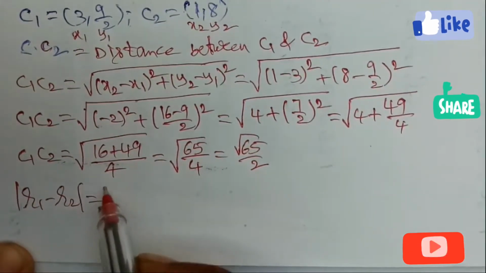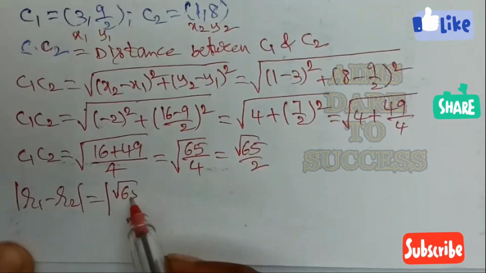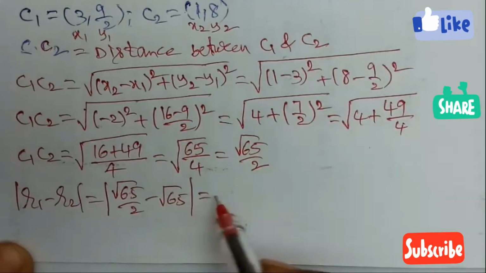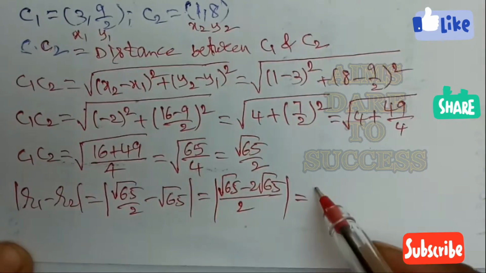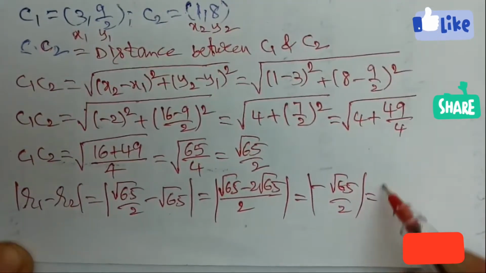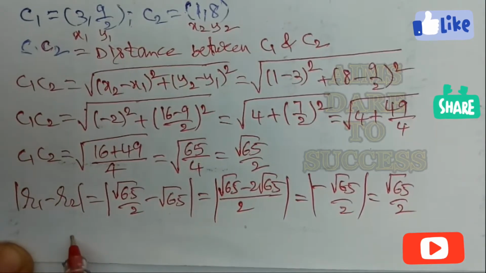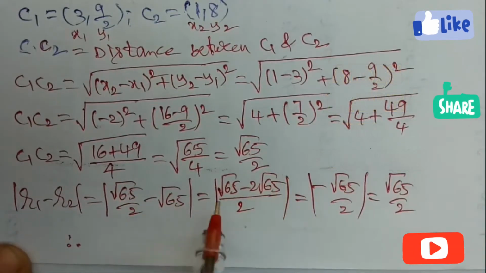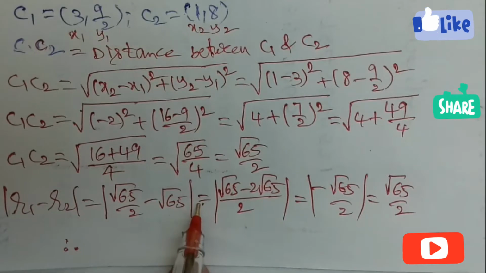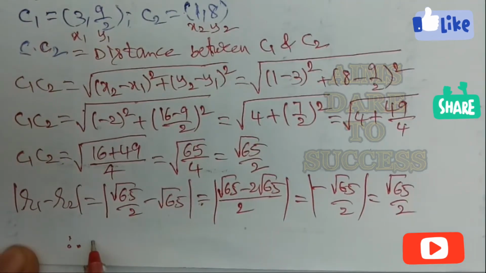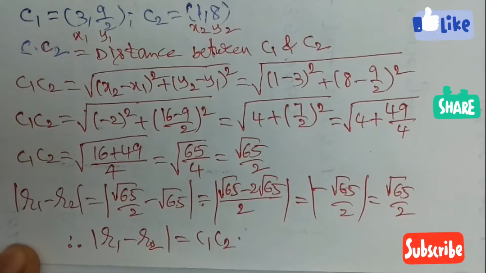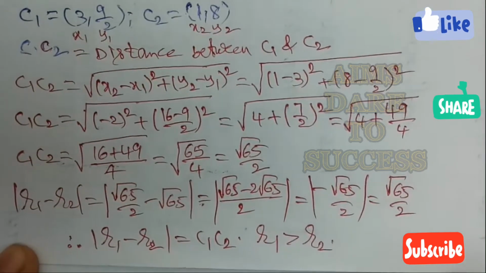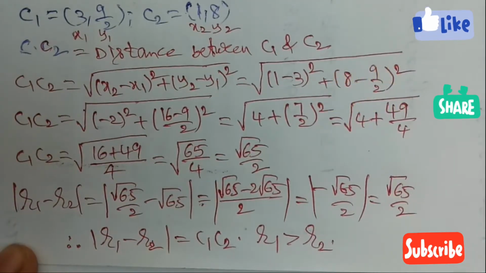After completing this you will use the relation between R1 and R2. First of all, mod R1 minus R2 you can find. Mod R1 value is root 65 by 2 minus R2 is root 65. 2 is the LCM, root 65 minus 2 root 65 is equal to mod of minus root 65 by 2. Mod of the negative symbol becomes plus. So root 65 by 2. So we got mod R1 minus R2 is equal to C1C2. Both answers are the same. So C1C2 is equal to mod R1 minus R2. By using this we will write one condition: R1 is greater than R2. Here we can remember mod R1 minus R2 is equal to C1C2 and R1 is greater than R2.